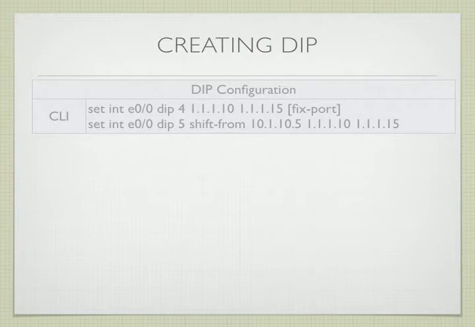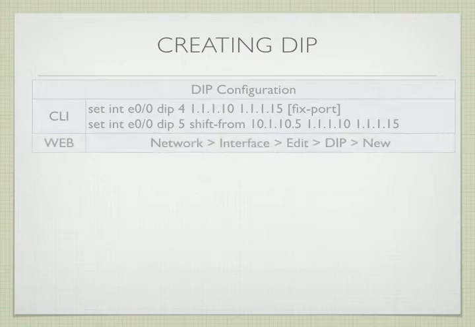If you don't say anything, it's going to do the port address translation and be shareable. So if you say nothing, there's port address translation. If you add fixed port, that means it'll lock the ports. And then the DIP shift from 10.1.10.5 to 1.1.1.10 to 1.1.1.15. So that's a 5 pool shift. 5, 6, 7, 8, 9. So these are the commands to perform that on the command line.